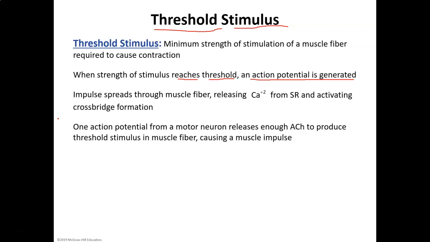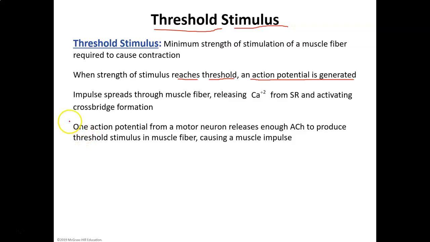When you have enough of that, then you're going to generate an action potential in the sarcolemma. You will get a muscle contraction when that happens. You will, every time. So when the impulse spreads through the muscle fiber, calcium is released from the sarcoplasmic reticulum, and you get cross-bridge formation. That, by definition, is muscle contraction.